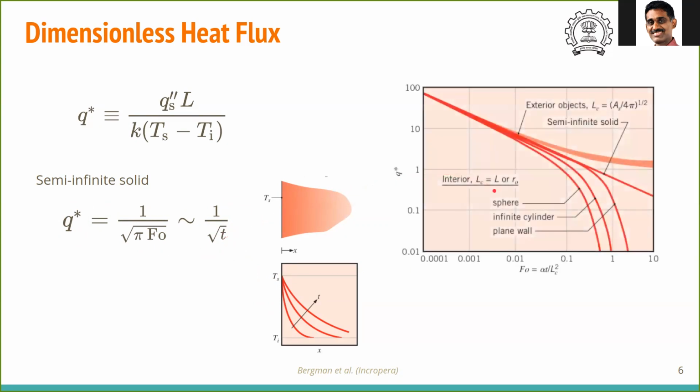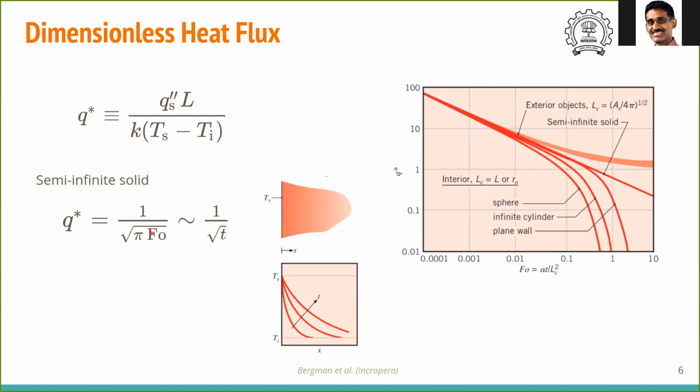So here is how different solids behave in time, the heat flux. The semi-infinite solid is this straight line shown here, which goes as 1 by square root of t, or 1 by square root of Fourier number. So this is the square root of Fourier number. So notice that this is in log scale. So this is log and this is also log.